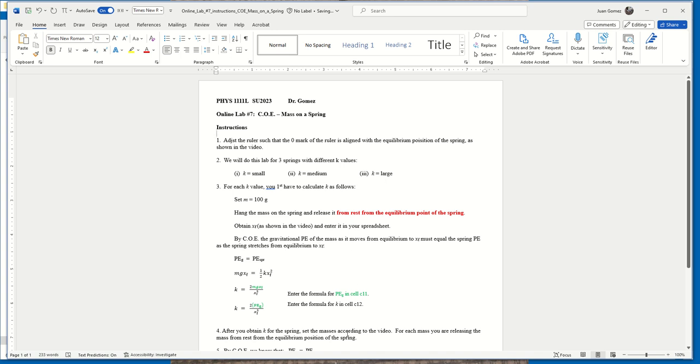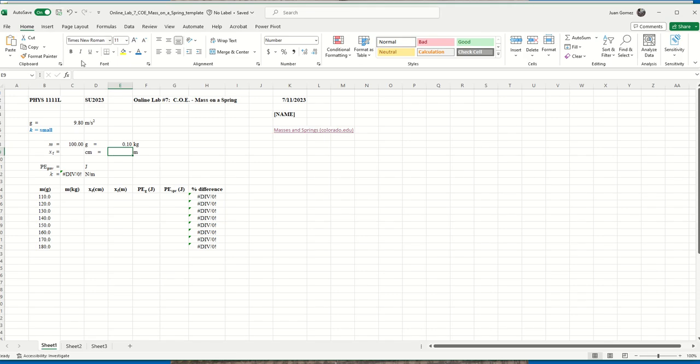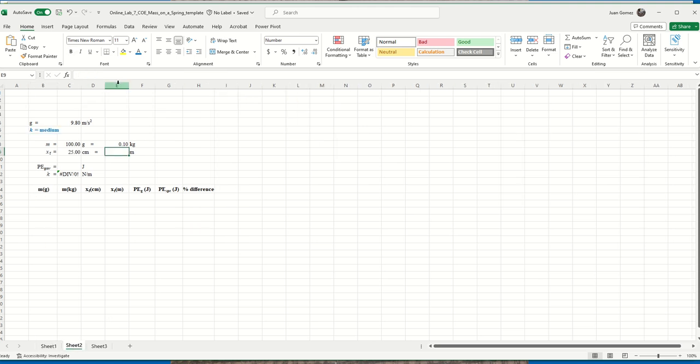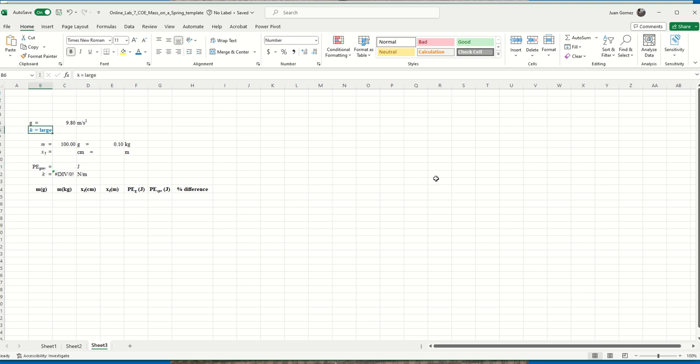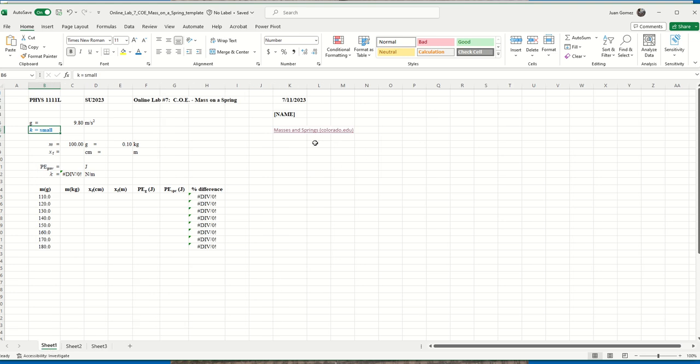And these are just some instructions. Let me go ahead and first bring up the Excel template and get to the simulation. So here's the Excel template, and you're going to be doing the same thing 3 times. You're going to do it once where the spring constant of the spring is relatively small, that's sheet 1. Then you're going to do it for a spring constant that's a medium value, and then for a spring constant that's a large value.